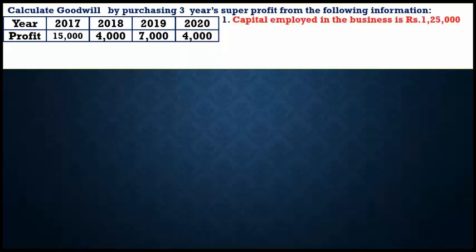Year 2017 profit 15,000. Year 2018 profit 4,000. Year 2019 profit 7,000. Year 2020 profit 4,000. What are the adjustments? First one, capital employed in the business is rupees 1,25,000. Normal rate of return expected is 3%.